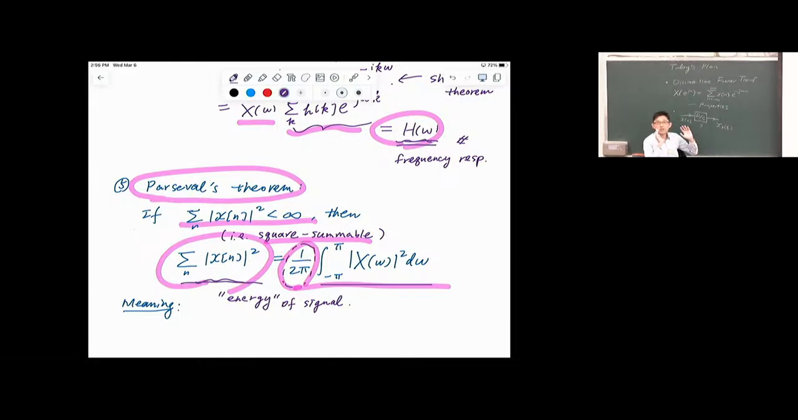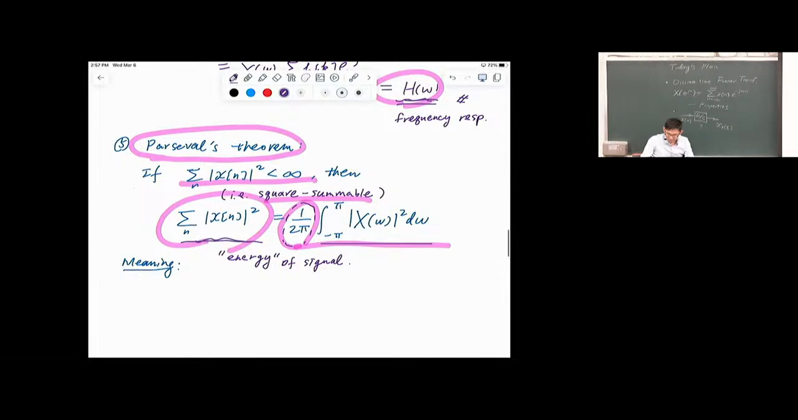And this is for any signal which is square summable. I tend to think of this as a pretty strong condition, a very beautiful theorem. You can just calculate the integral of the square in the frequency domain, and it is going to be the same as the sum in the time domain. So that's the meaning. And that's why sometimes this thing, the square of the magnitude in the frequency domain, is called the energy density spectrum.